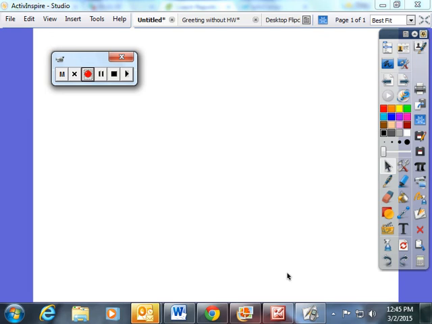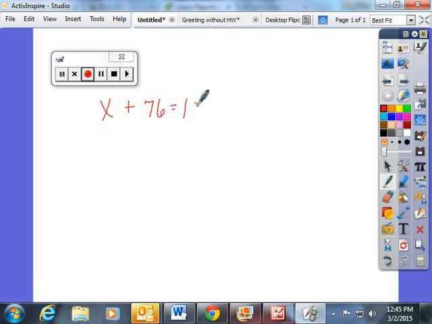Today in class, the students and I worked on tape diagrams and solving algebraically for all four operations with equations. So I'm going to go over an example of each one with you, and I'm going to focus my time on the algebraic method.